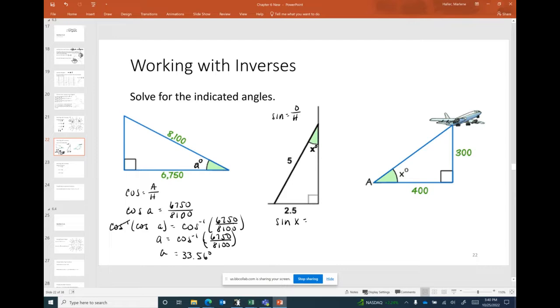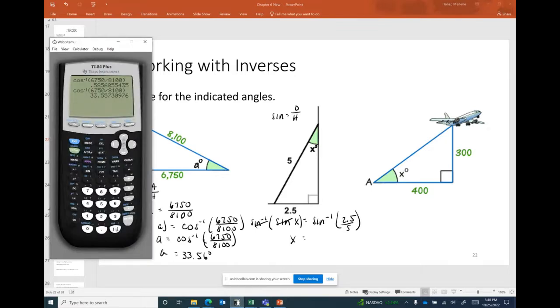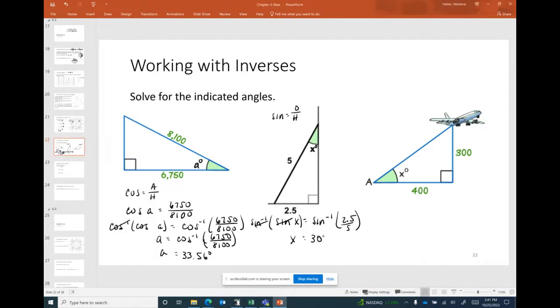Let me just save some space here. All right, so we take the inverse sine of both sides, and we see that X is the inverse sine of 2.5 over 5, or the inverse sine of 1/2. Well, we could get that from the unit circle, but we're on a roll with the calculator, so let's just use the calculator here. The inverse sine is second sine, 2.5 over 5, or 1/2. And we see that it's 30 degrees, as the unit circle would tell us the same thing.